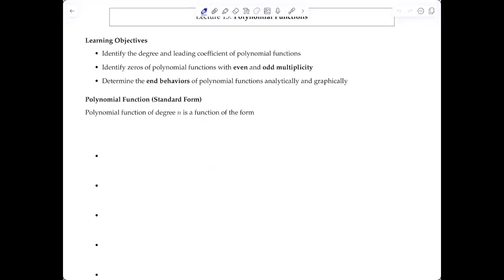Right, so here I'm going to give you again the formula for polynomial functions. A polynomial function of degree n is a function of the form p sub n of x equal to a sub n times x to the power n plus a sub n minus 1 times x to the power n minus 1, and you do this for multiple terms, down to a2x squared plus a1x plus a0.